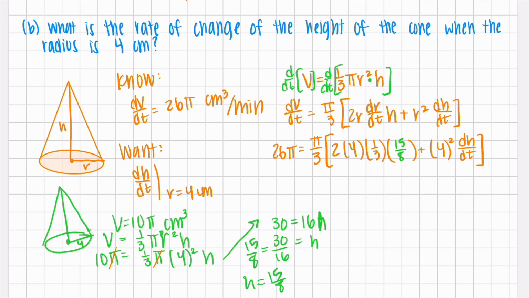The rest is simplifying and solving for dh/dt. So I'm going to divide by pi on both sides. I have 26 equals 1/3. Let's do some canceling. 4 times 2 is 8, so I'm going to cancel out 8s. 15 divided by 3 is 5. So I have a 5 plus 16 dh/dt. I'm going to multiply both sides by 3. 3 times 26 is 78.